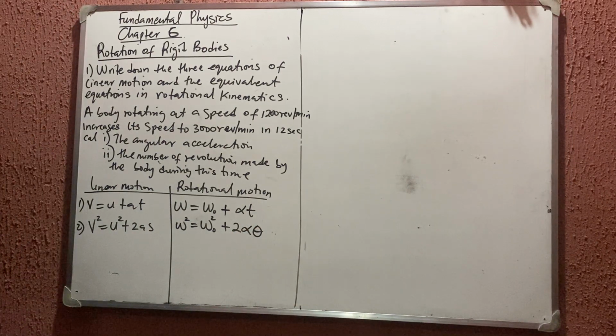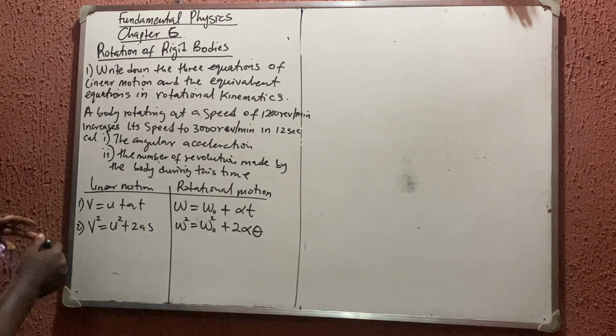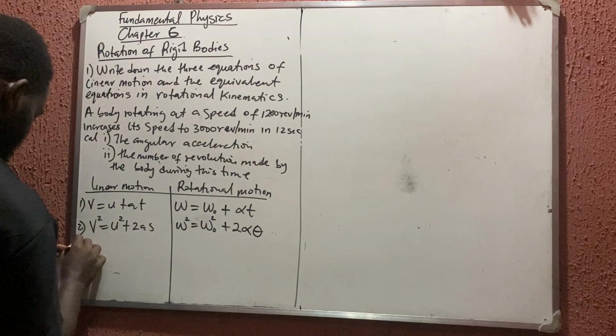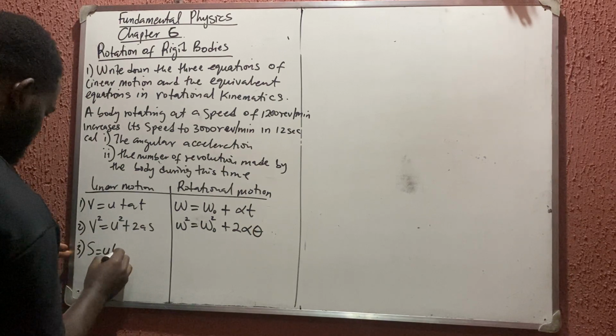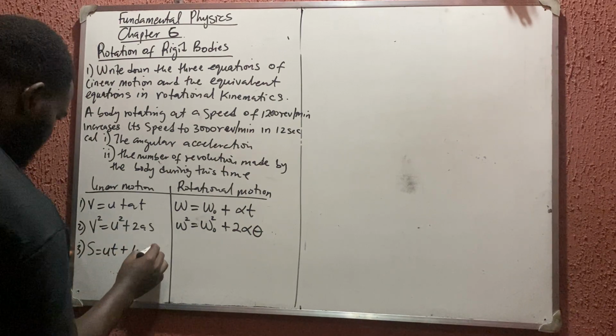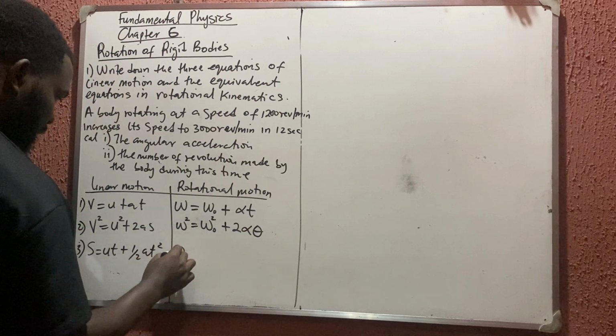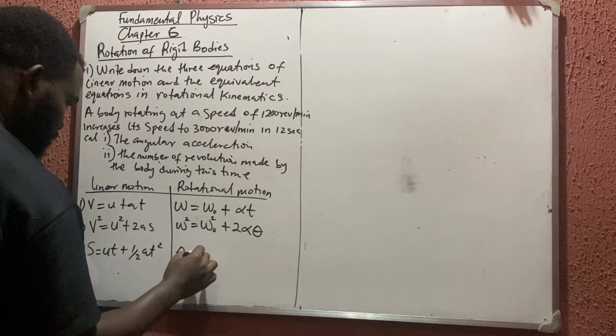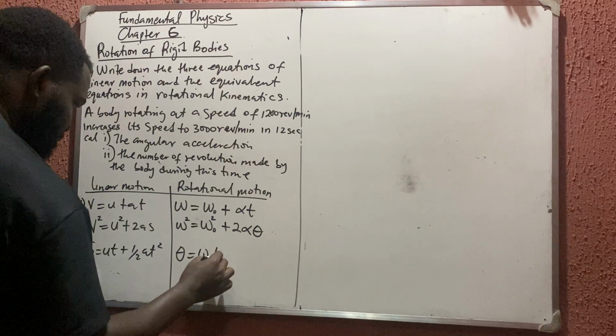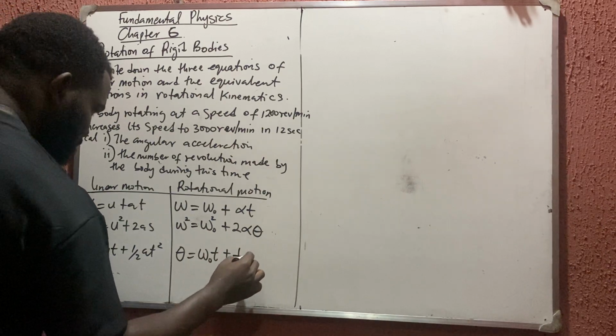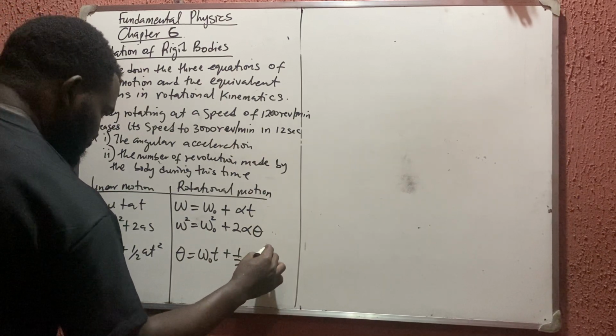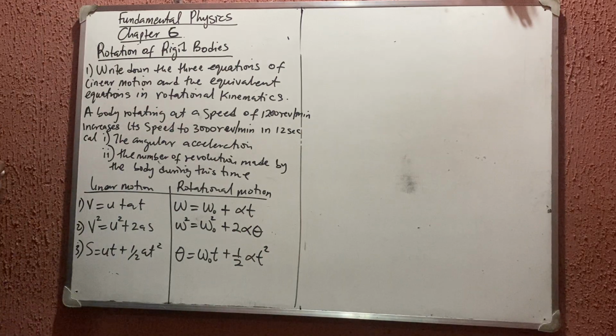The next one, which is the last one, number 3, says that S is equal to UT plus half AT squared. So theta is equal to initial angular velocity omega naught times t plus one over two alpha t squared. So that is that.